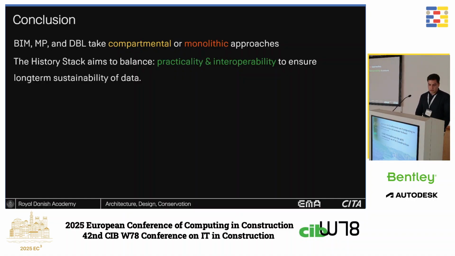And to conclude, what we were aiming at was to create these links between the different models, and maybe more fundamental research, because of course we didn't have any BIM models. We think that BIM, MPs, and DBLs take compartmental or monolithic approaches, but the history stack aims to balance practicality and interoperability to ensure long-term sustainability of the data.